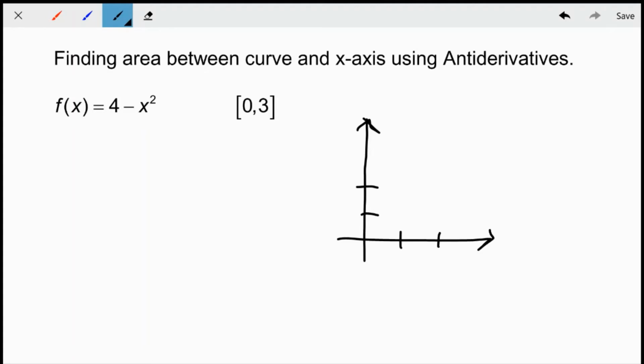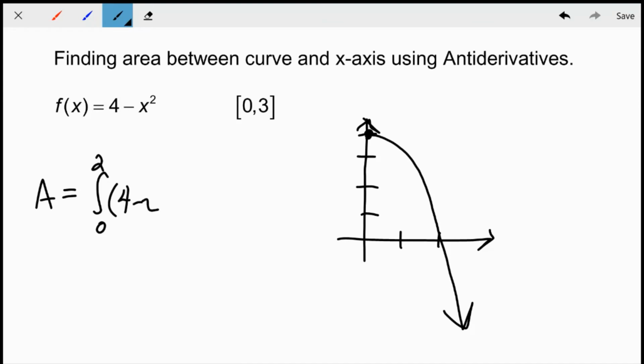So I'm going to go up here and say 4 starts up here. And this is essentially what our graph would look like, right? So we've got that parabolic shape, but you can see that there's area above the x-axis and there's area below the x-axis. When I'm between 0 and 2, my area is above. When I'm between 2 and 3, the area is below. So I've actually got to break this apart into two pieces. I'm going to have an integral that goes from 0 to 2 of 4 minus x squared. And then I'm going to have another integral that goes from 2 to 3 of 4 minus x squared.